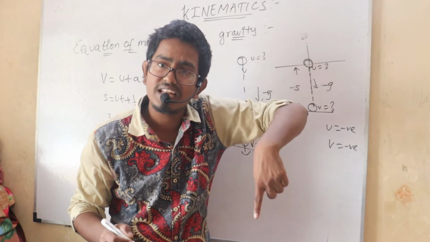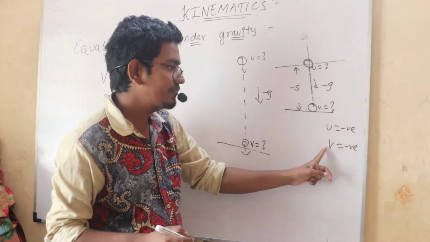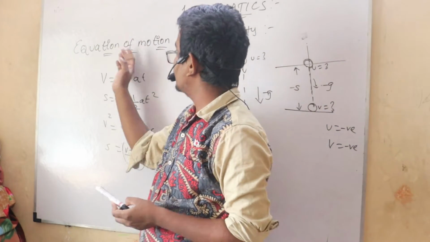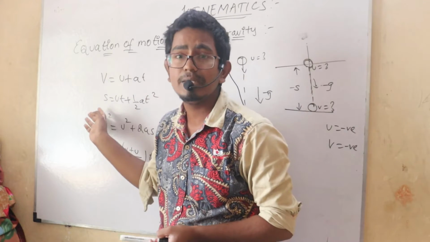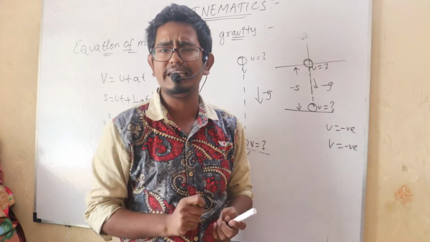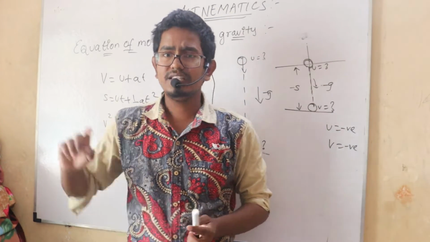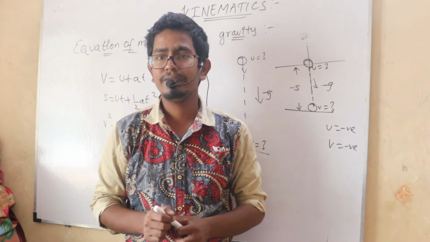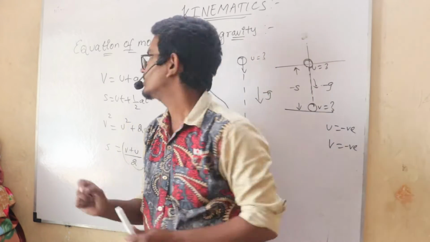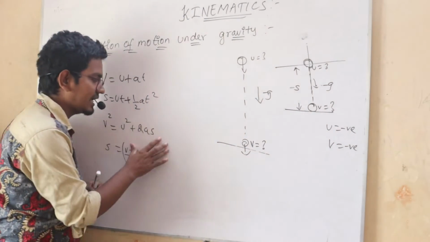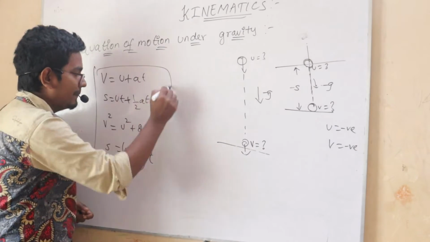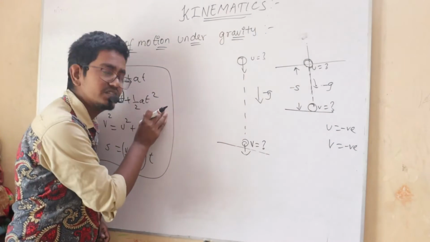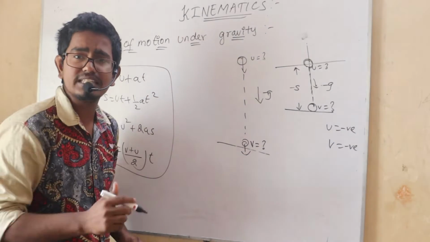That means it is what direction? It is the negative y direction. Then my v is also negative. By using the kinematic equations, why am I using kinematic equations in the equations of motion under gravity? What is the reason behind it? There is a very good reason, because these kinematic equations will be applicable only at constant accelerations.